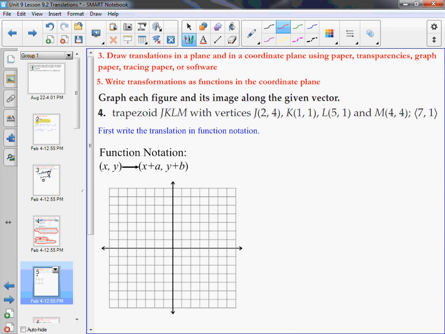Let's see how that plays out. Let's take a look at number 4 on page 627. Use your graph paper. It says graph each figure and its image along the given vector. All right, let's graph the figure. So choose one of your coordinate planes, and we'll graph J, which is 2, 4. K is 1, 1. L is 5, 1. And M is 4, 4.